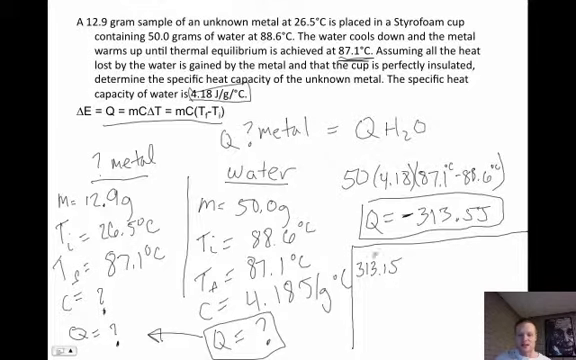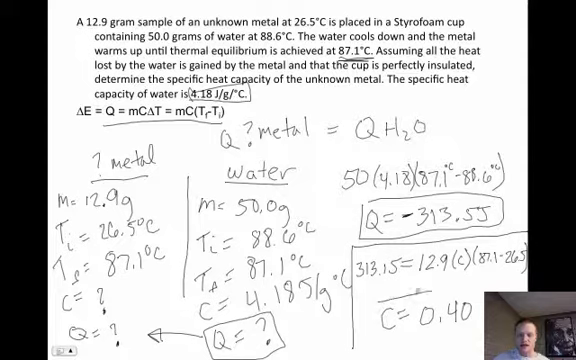So the equation for this, and I apologize, this is getting real messy here, it is 313.5, because I'm just taking that Q and plugging it in to the equation up above, equals a mass of 12.9 times C, which I don't know, as I'm trying to find out, times T final, which is 87.1, minus 26.5. Barely got that in. And basically, if you do the algebra here, you get a specific heat of, I'm getting 0.40, 2 sig figs, for a specific heat of this metal.